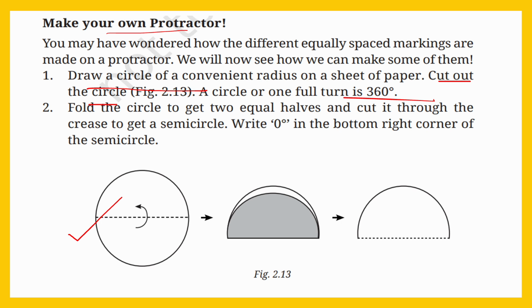Then fold the circle to get two equal halves. You fold in such a way that you will get two equal halves and cut it through the crease to get a semicircle. Write 0 degree in the bottom right corner of the semicircle. Here you write 0 degree.